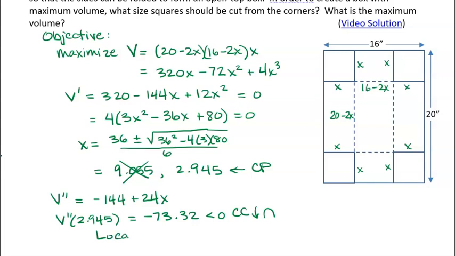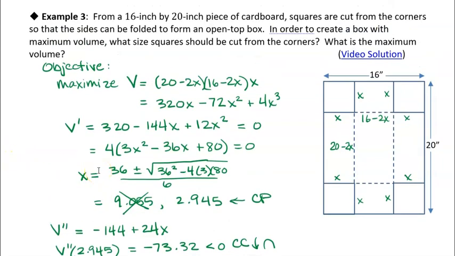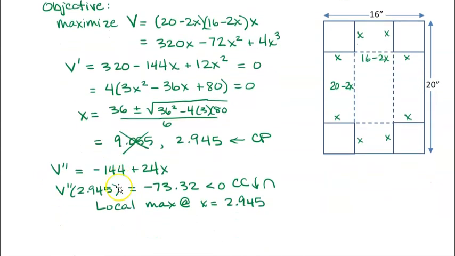So I have a local max at x equals 2.945. All right. So I found the side length of the square that I want to cut out. Now, I have to go back and make sure I answer the question that was asked. There's several questions, right? It says, in order to create a box with maximum volume, what size squares should be cut from the corners? Okay, we got that. That's the length x. And what is the maximum volume? Okay, so we need to find the maximum volume.